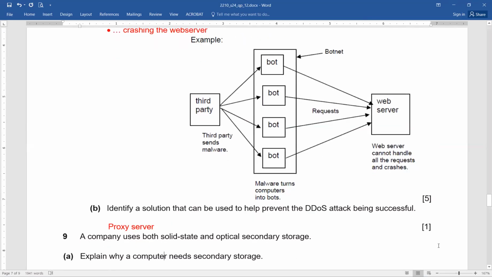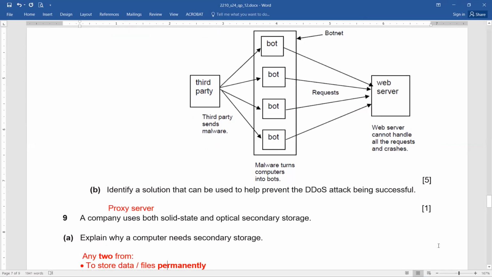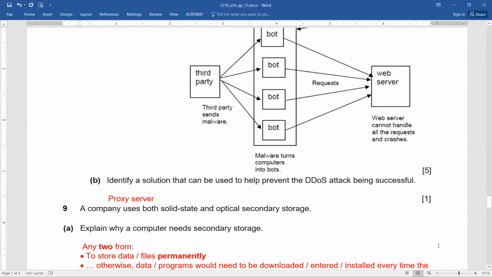Now, question number 9. A company uses both solid state and optical secondary storage. Explain why a computer needs secondary storage. Now, it's a 2-mark question. By the way, why do we need a secondary storage for the computers? Secondary storage means permanent. Exactly. And it is there to store the files or data permanently.